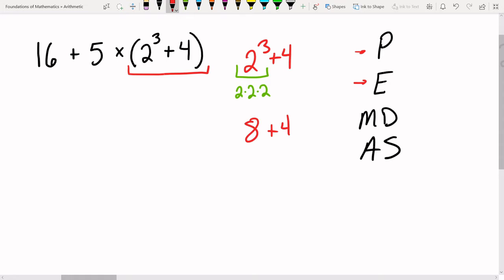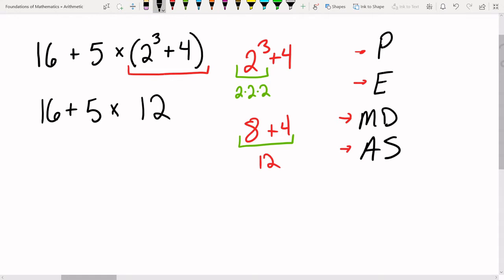Now we continue the order of operations. Multiplication and division, there is none here. And finally, addition and subtraction. There is an 8 plus 4. And so 8 plus 4 is 12. So we get 16 plus 5 times, this whole parenthesis thing is just 12.